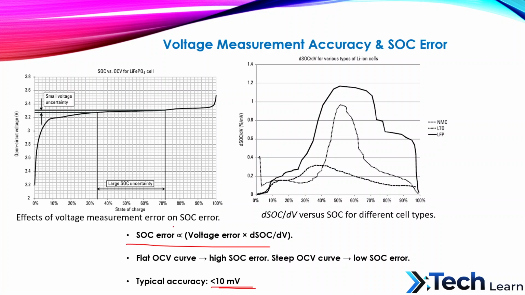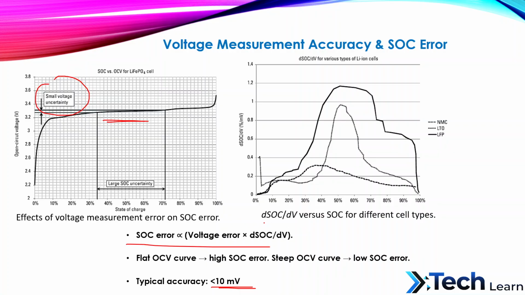Now, in this graph, we can see how voltage measurement uncertainty creates a range of possible SOC values. Where the voltage curve slope is steep, SOC error is small. Here you can see the SOC error is small. Where the slope is flat, SOC error increases significantly. This shows why chemistry selection influences measurement requirements.